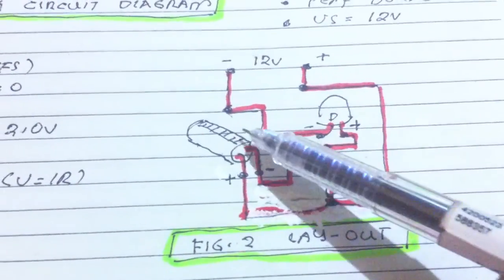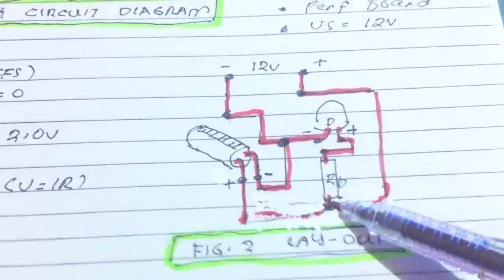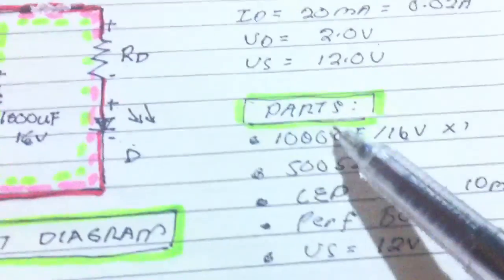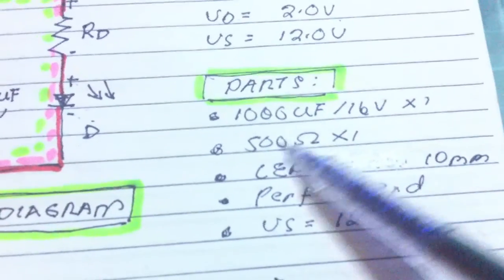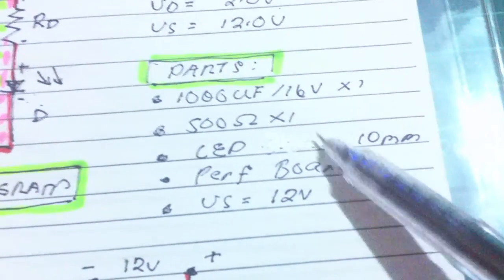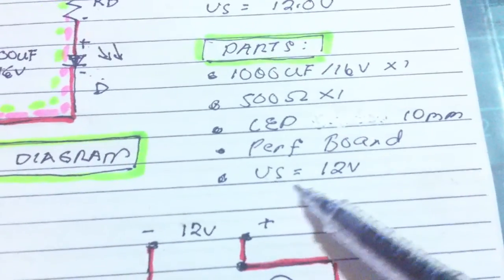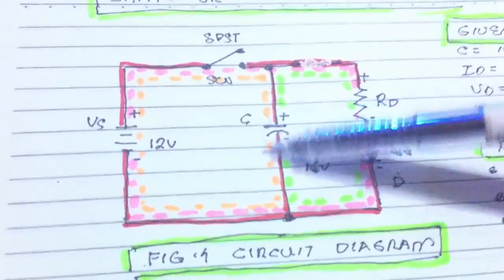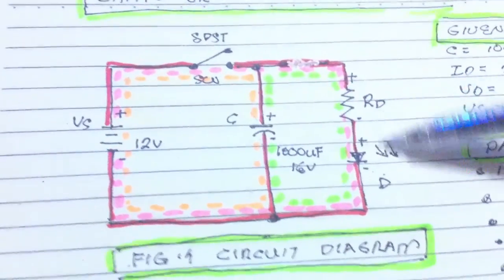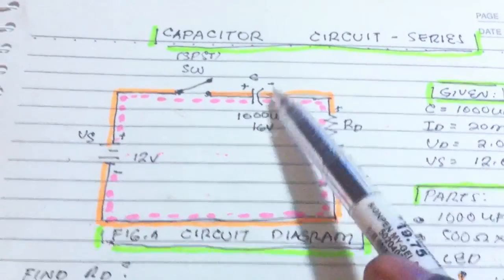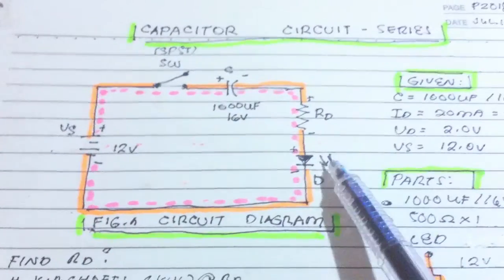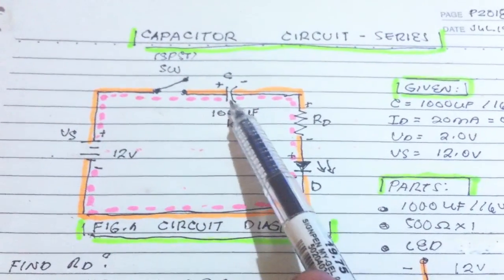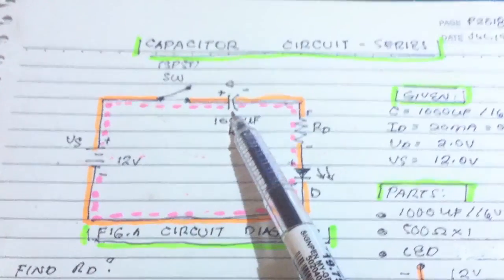So we have here the layout, and the parts: capacitor, resistor, LED, breadboard. The LED here is blue, and the voltage supply is 12 volts. What's new here? When the capacitor is fully charged, the LED is still turning on. Unlike here, when the capacitor is fully charged, making an open circuit, the LED turns off. So that is the effect of connecting a capacitor in series.